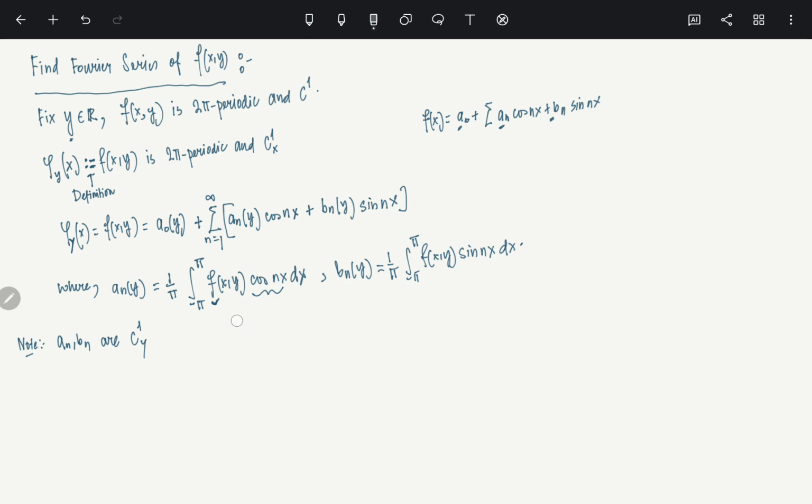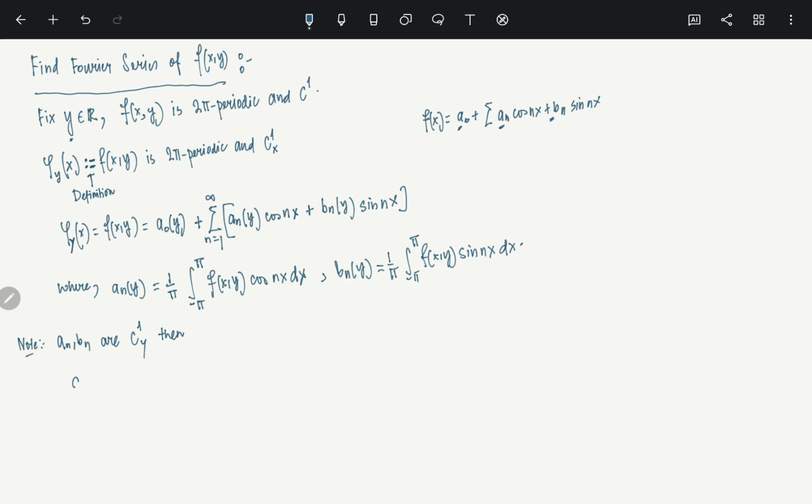So essentially what I'm trying to say is this: if you look at these functions, these are very nice functions, basically integral functions, and you can show that they are continuously differentiable with respect to y. Here only y is changing; x is just integrated out. So what we can do is actually expand them. These are C1 functions with respect to y.